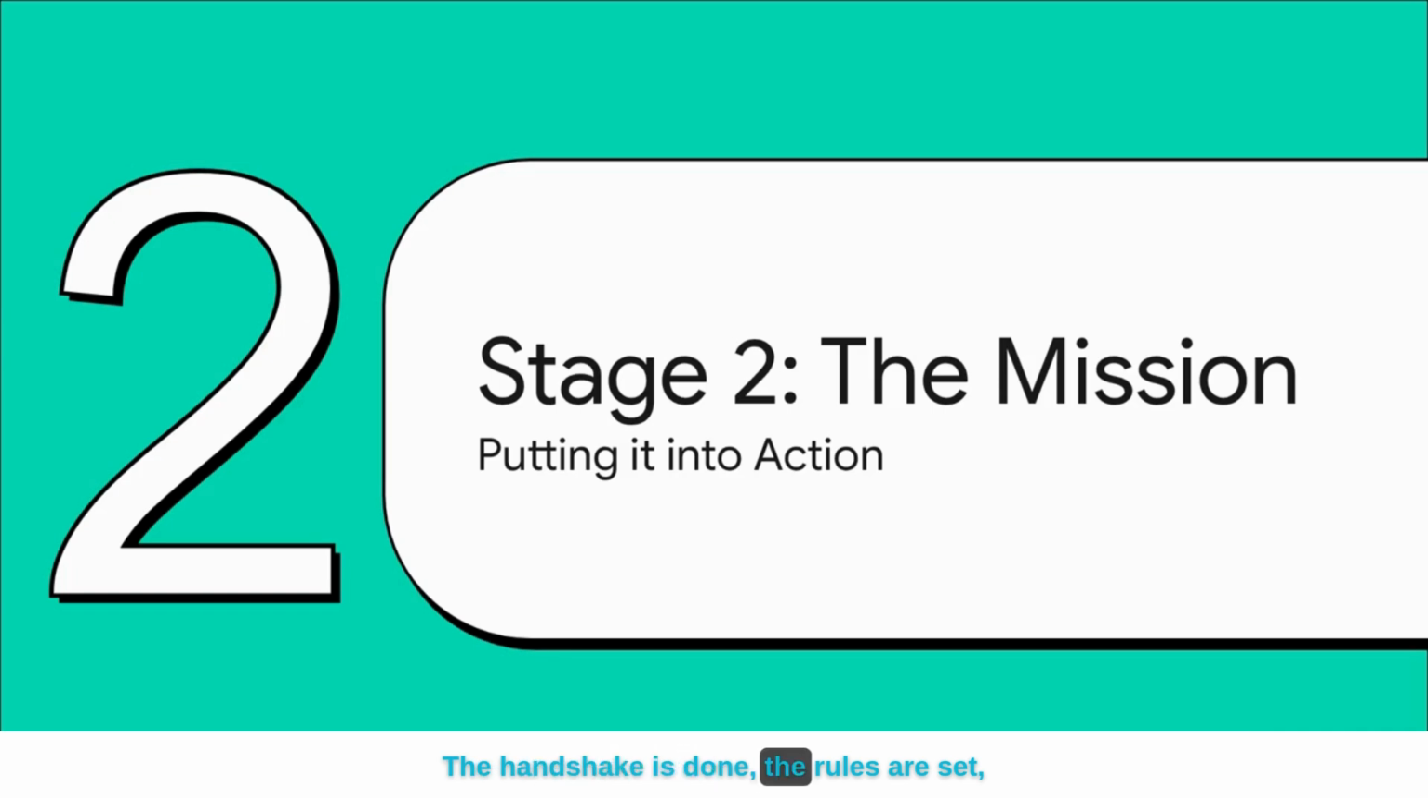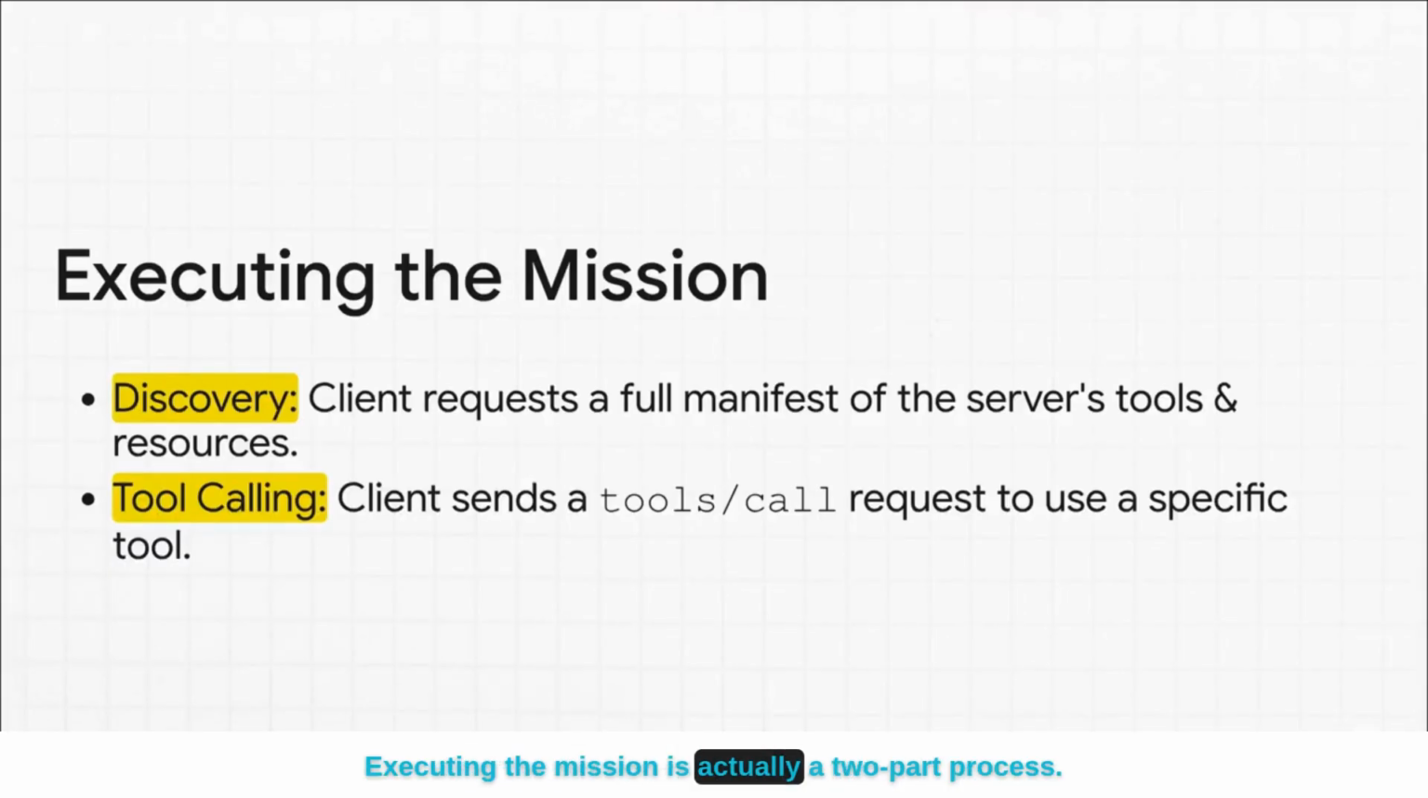All right, let's move on to stage 2, the mission. The handshake is done, the rules are set, and now it is time to put all those capabilities into action. This is where the magic really happens. Executing the mission is actually a 2-part process. First up is discovery. Right after that handshake, the client automatically asks for a full manifest of everything the server can do, all its tools, all its resources. Think of it like a secret agent getting a complete gadget list from Q Branch before the mission even starts.